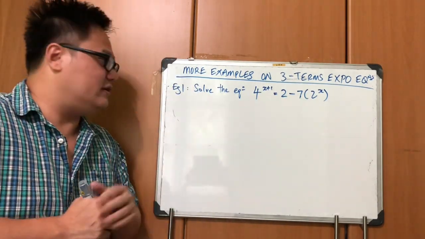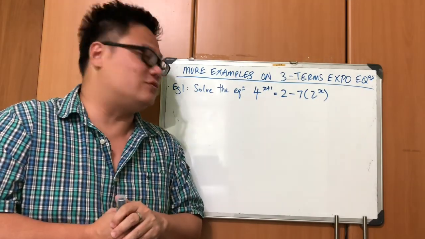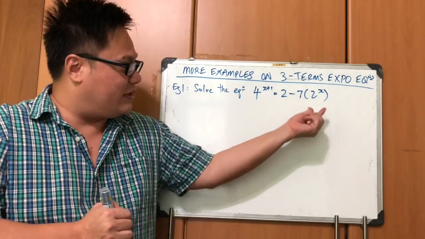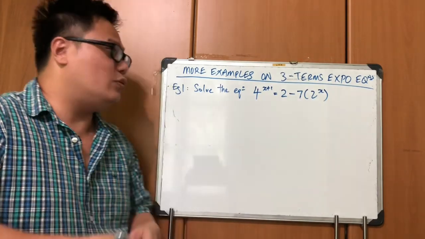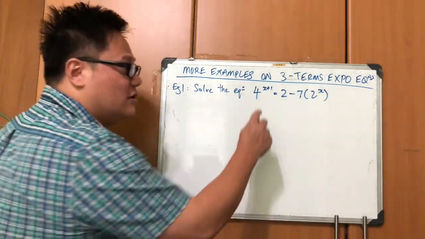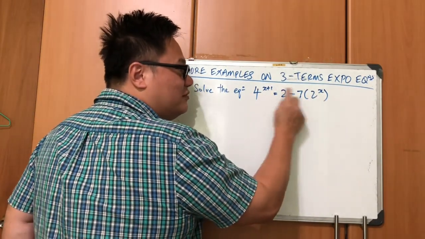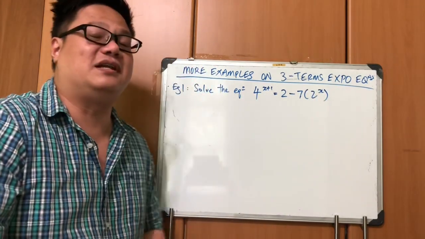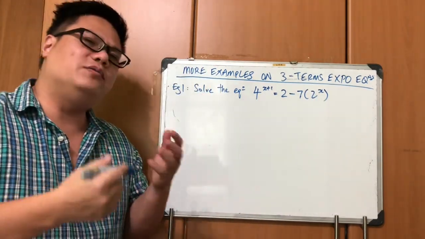Solve the equation 4 to the power x plus 1 equals 2 minus 7 bracket 2 to the power x. So we recognize this exponential equation because the variable that you're trying to solve, your x, is actually in the exponent, in the powers. So how do we solve them?